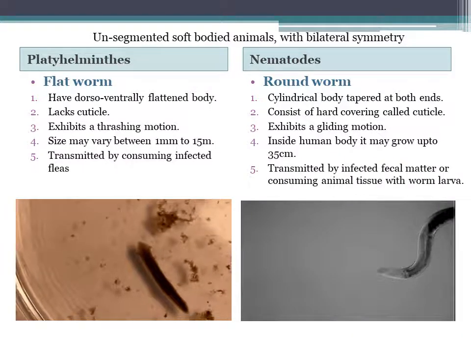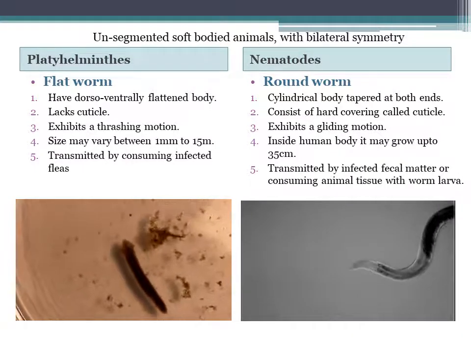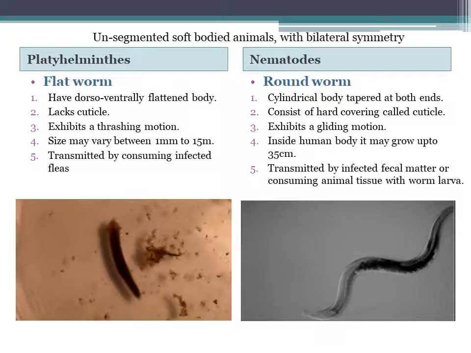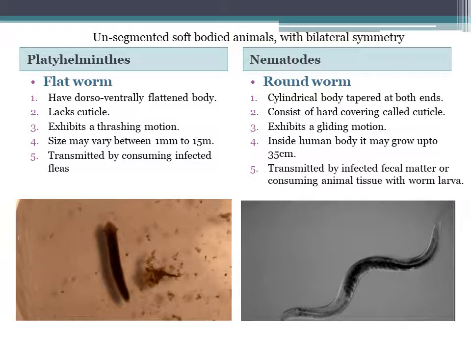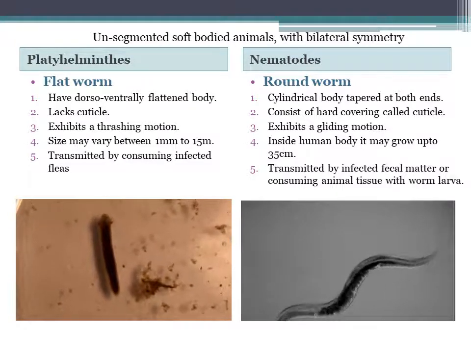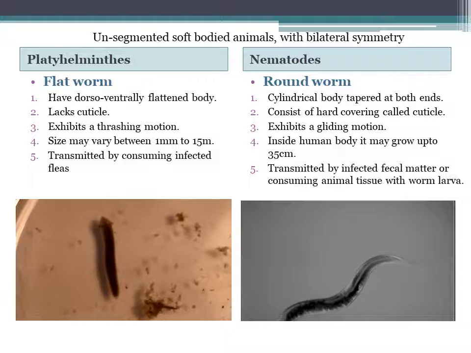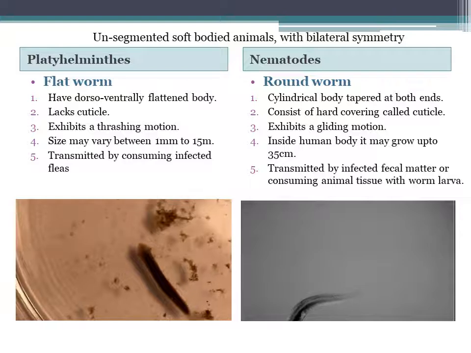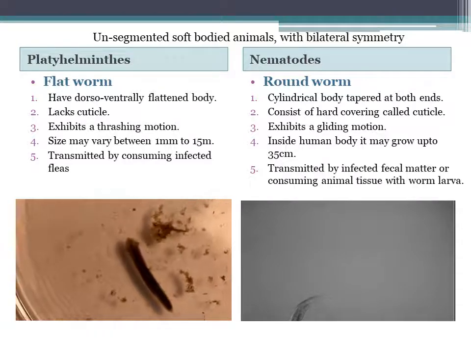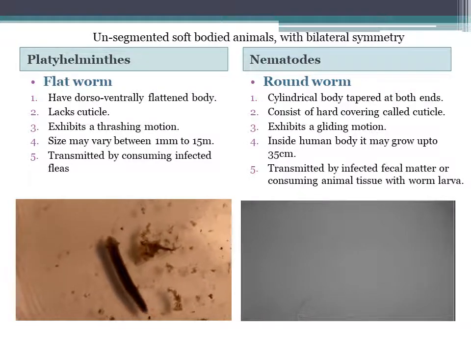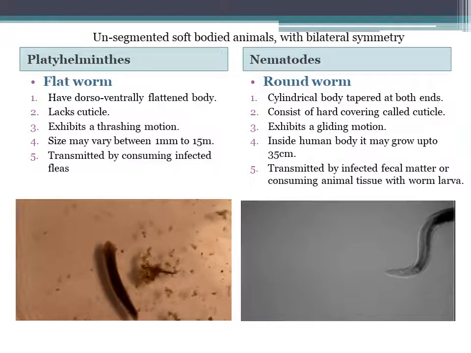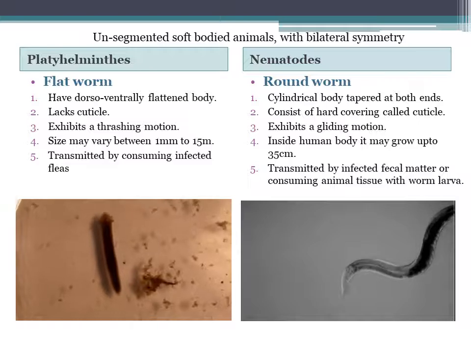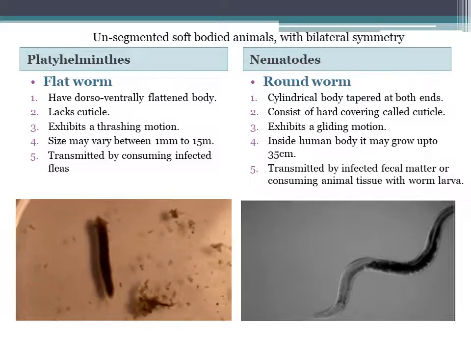Next, coming to worms. Worms also cause infections, and normally worms are unsegmented, in the sense that you must have seen millipedes, centipedes and all. They have a lot of segments in their body. So the worms I am mentioning here are unsegmented, soft-bodied animals, and they have a bilateral symmetry. What is bilateral symmetry? You may not have heard this. In a way, we also have bilateral symmetry.